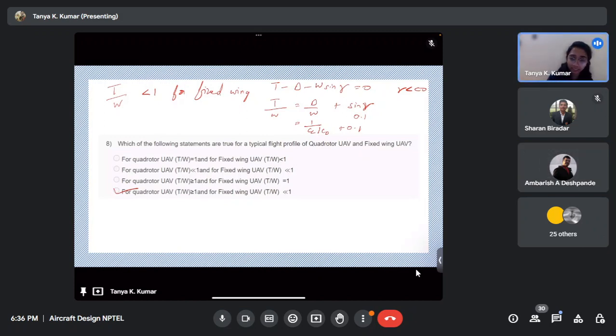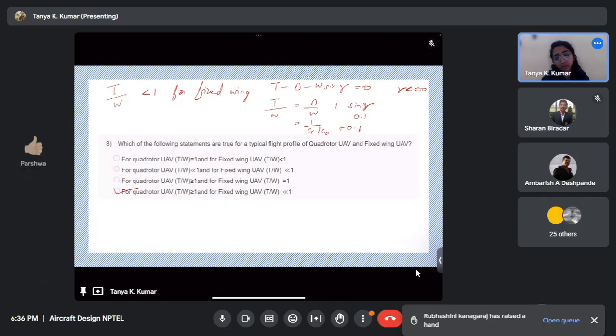Correct. Perfect. This is right. So is everybody clear with this? This is not the focus of this course, but I just thought it would be fun.